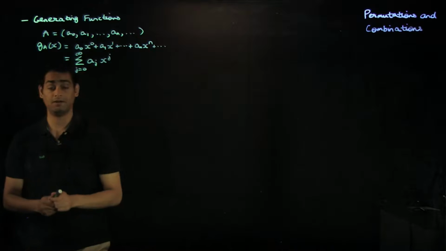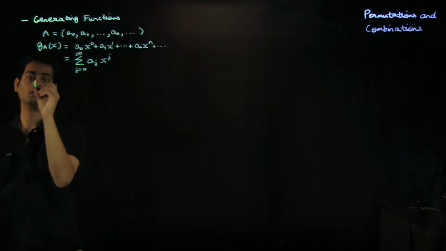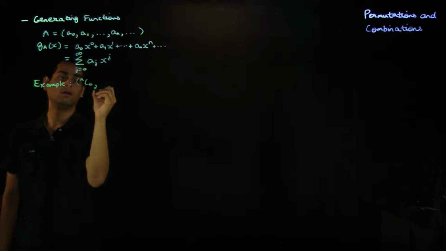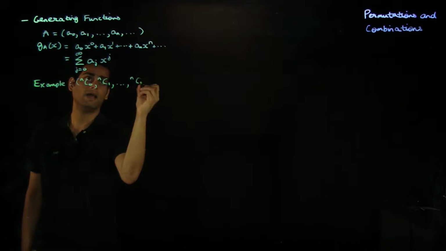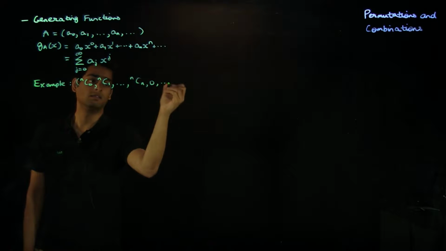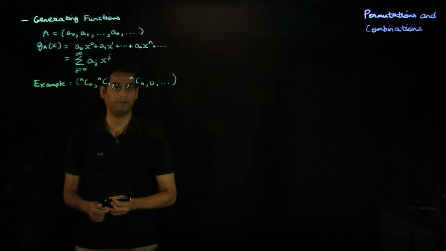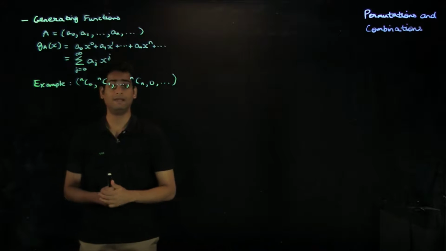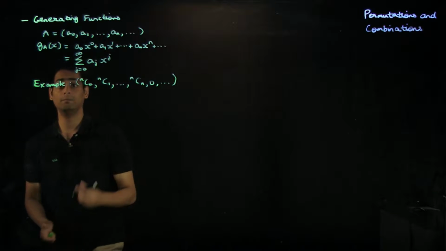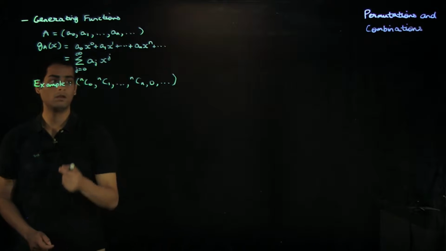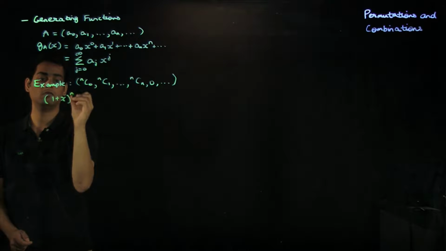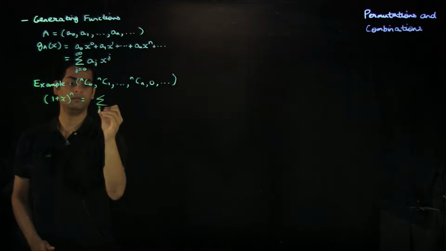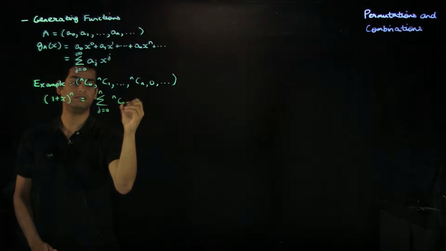To give you a very simple example of generating functions, let's consider the sequence nC0, nC1, and so on to nCn, and so on. You can consider the higher terms in the sequence to be 0 because you can at most choose n objects from n distinct objects. So nC(n+1), nC(n+2), and so on can be taken to be 0 for the purposes of this example. The generating function corresponding to this sequence is given by 1 plus x the whole power n. For those of you who looked at the binomial theorem chapter, this is nothing but summation j equals 0 to n nCj x power j.